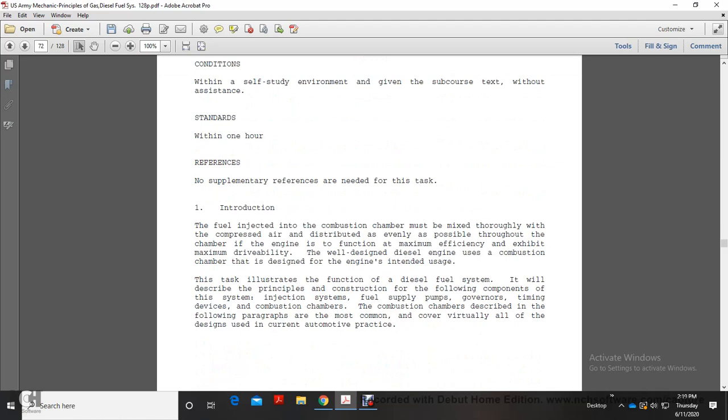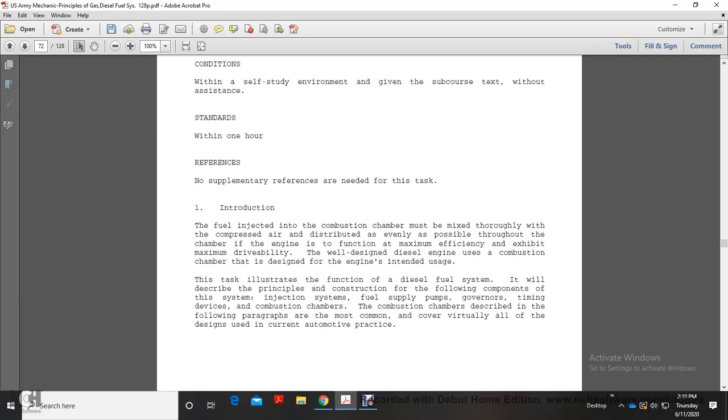Introduction. The fuel injected into the combustion chamber must be mixed thoroughly with the compressed air and distributed evenly, as much as possible, throughout the chamber, for maximum efficiency and maximum drivability. A well-designed diesel engine uses a combustion chamber designed for the engine's intended use. This task illustrates the function of the diesel fuel system.